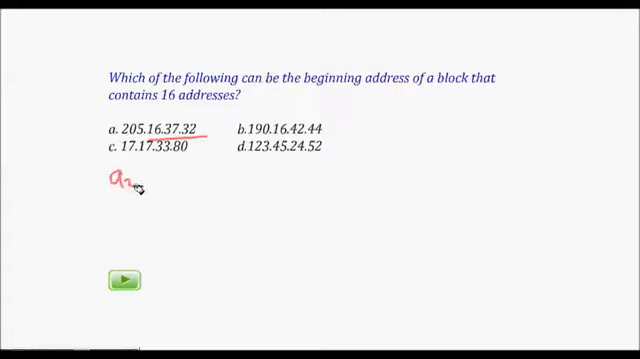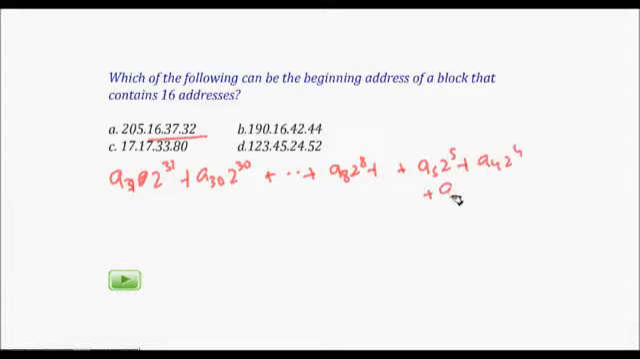I have the IP address as A31 2 to the power of 31 plus A30 2 to the power of 30 plus A8 2 to the power of 8, till again A5 2 to the power of 5 plus A4 2 to the power of 4 plus A3 2 cube plus A2 2 square plus A1 2 to the power of 1 plus A0. Now whatever is here, these are all divisible by 2 to the power of 4. We just need to check here.